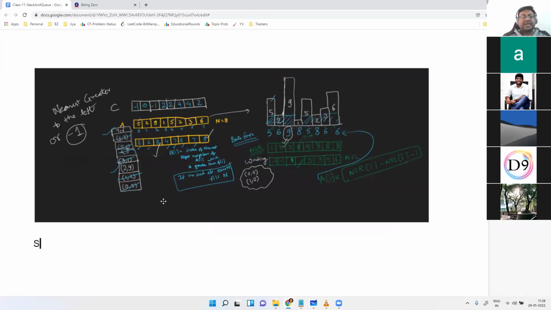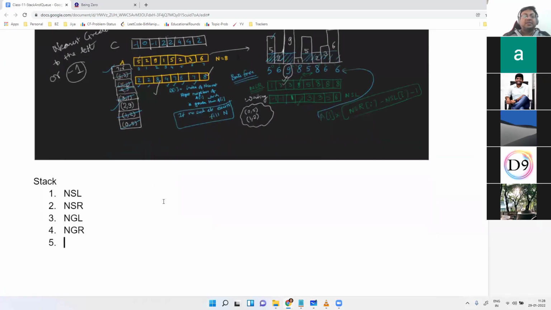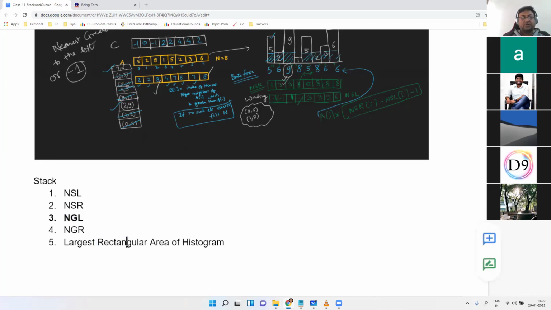Okay, guys. So about stack, if I just summarize, NSL, NSR, NGL, NGR. These 4 functions, if you are comfortable in writing, this helps you solve 4 of these problems, and the 5th problem that we talked about is largest rectangular area of histogram. I have seen this question being frequently asked. Next greater element to the left in interviews. People want a big O of one solution for that. Largest area of the histogram. Okay, NGR is frequently asked.